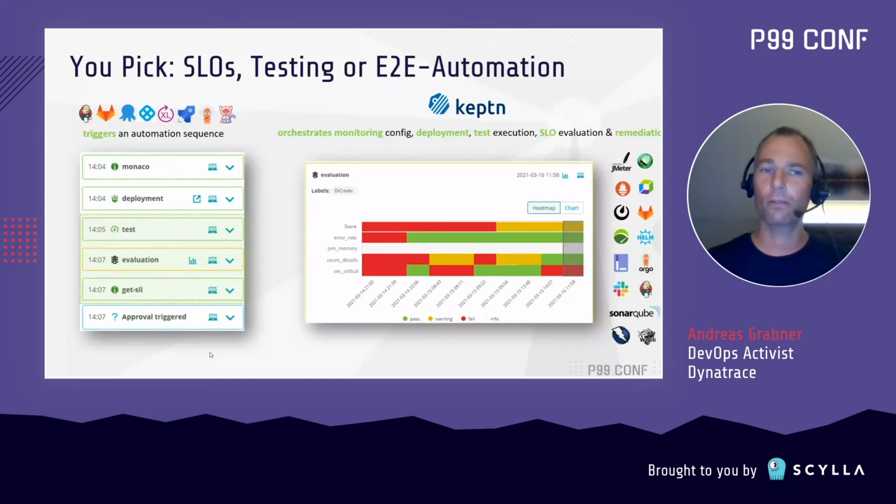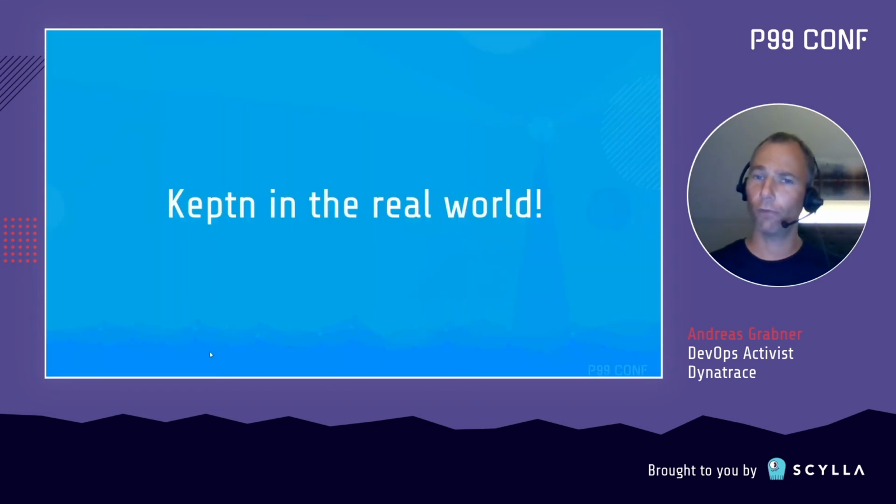The minimum sequence is just the evaluation, but you can add a test to it. So Keptn can trigger your tests. Keptn can even deploy if you want to. Or you have already all of this in place. Maybe your Jenkins pipeline or your GitLab pipeline already does deploy and test. Then just do it like Christian from the example earlier, and just use Keptn for the quality gate evaluation, for the SLO evaluation.